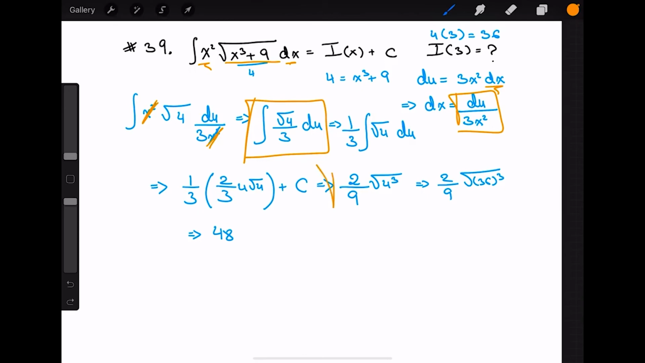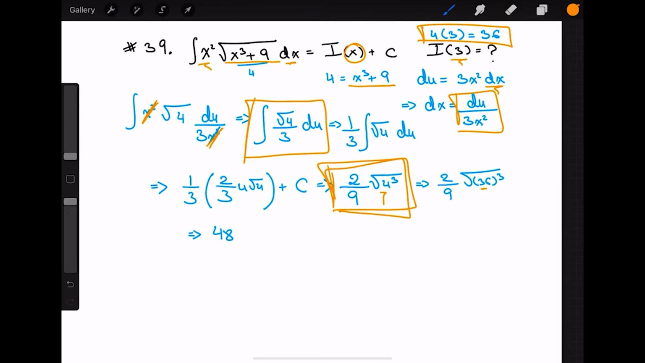You'll be left with 2 over 9 radical u cubed. What I did here is I did u of 3, because I of 3 is for when you have x. However, in this case we have u. It's the same as when you have boundaries and you have to change the boundaries. So I did u of 3, substituted 3 into x cubed plus 9, you get 36, and then you substitute 36 into your integration rather than simply 3. Do not forget to do this.